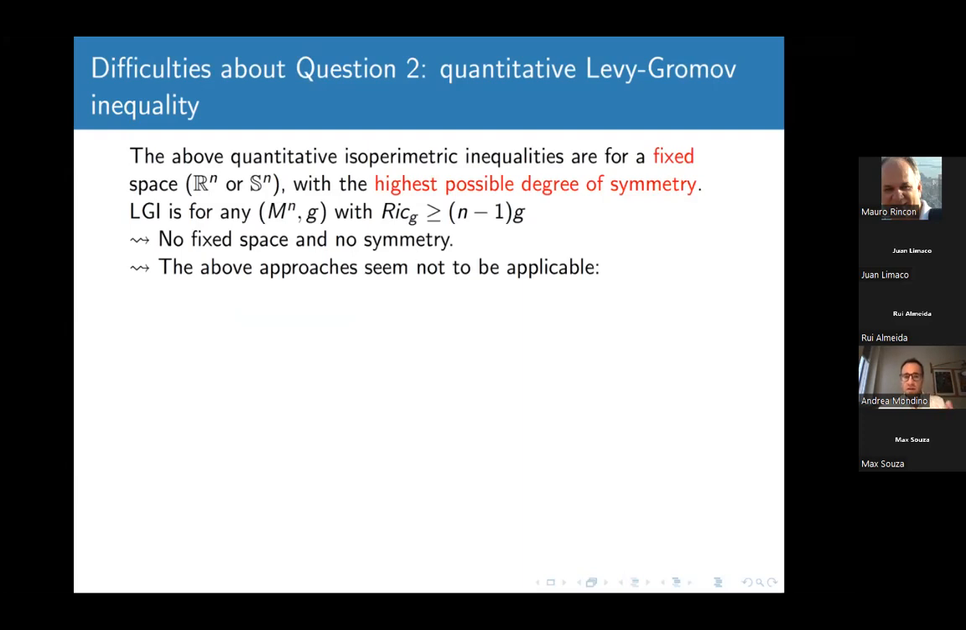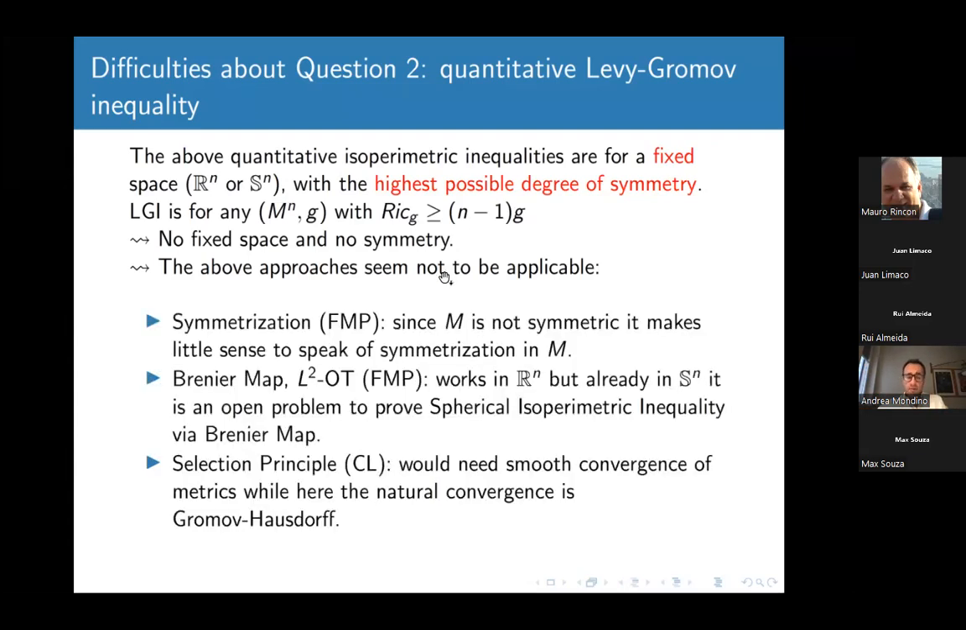Instead, the Lévy-Gromov inequality is quite different in nature, because it is not for a fixed space, it is for any manifold with Ricci bounded below by n-1. So we have not a fixed space, and such a manifold may have no symmetry. You can take any manifold with such a lower bound on the Ricci curvature. And the above approaches seem not to be applicable.